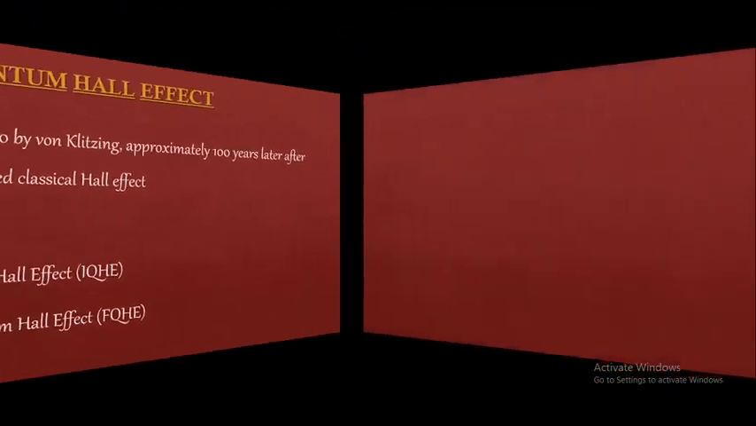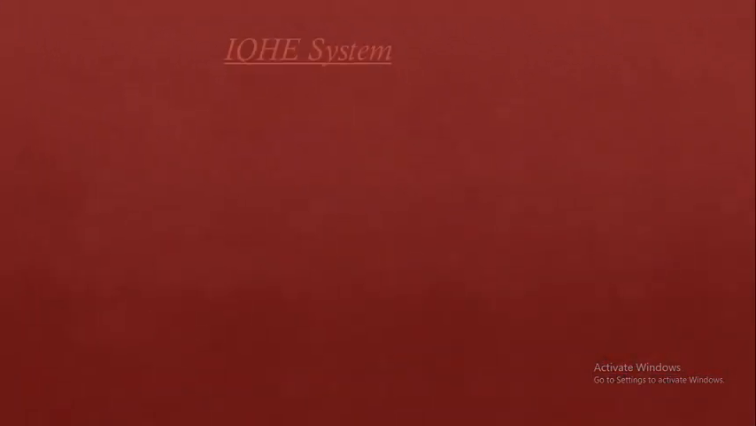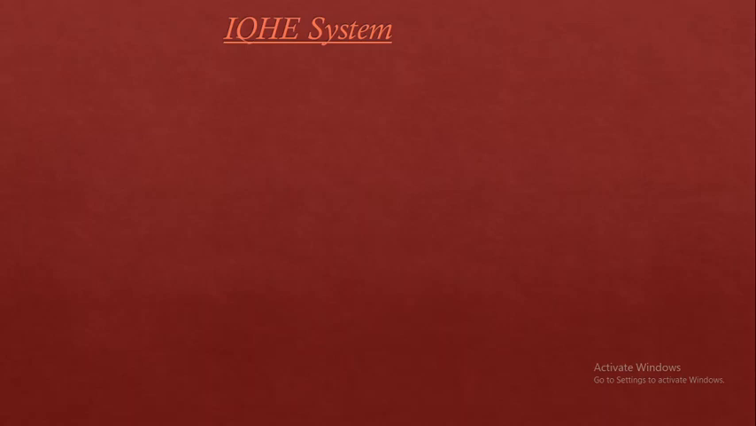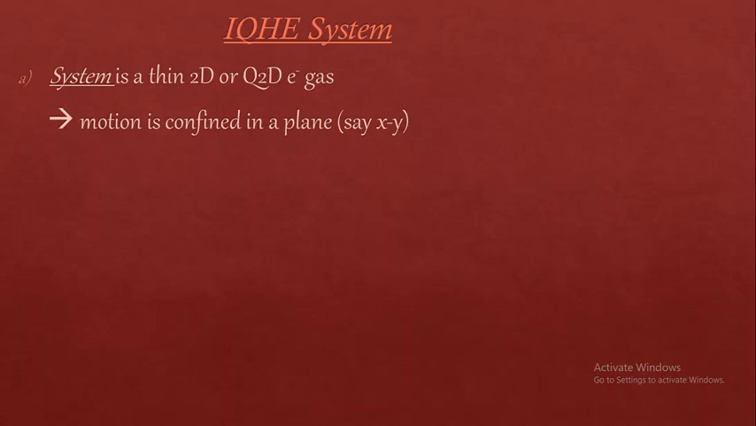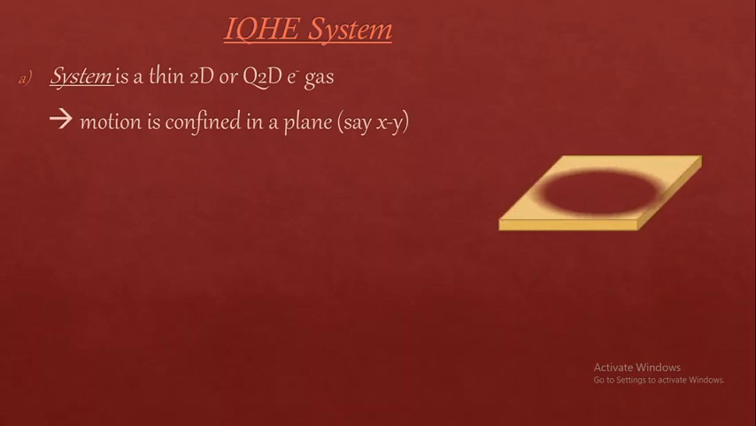So first let us understand how the integer quantum Hall effect system has to be, or what the criteria are for quantum Hall effect to take place. There are four main things in total. The first one is how the system has to be. The system is a thin two-dimensional or quasi two-dimensional electron gas in which the electrons are restricted to move in two dimensions. That is, the motion is confined in a plane, we can say.